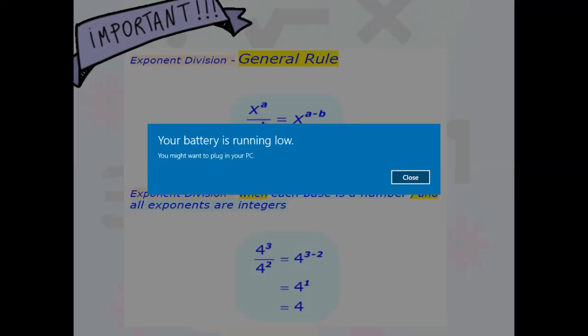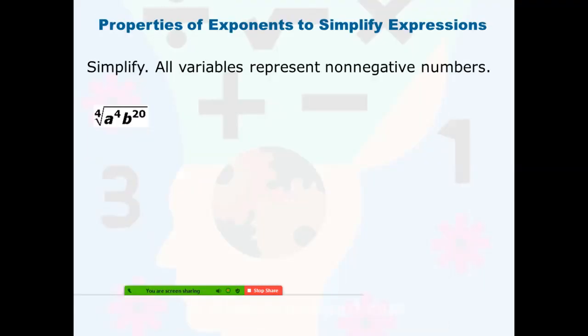Okay, so let's move on. This is the question. The fourth root of a to the power of 4 and b to the power of 20. See this? All variables represent non-negative numbers. So they all are non-negative numbers. Now, all we have to do is, first, we need to get rid of this root sign.